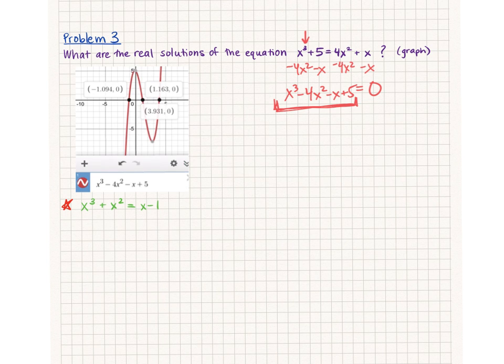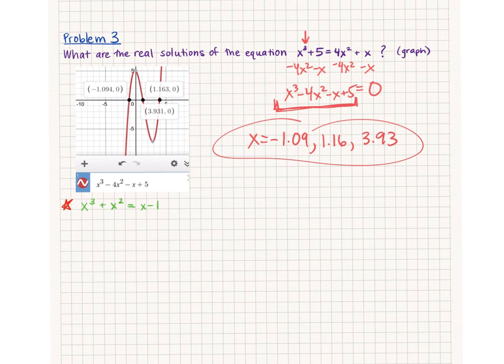Okay, and then you can see here that once I plug in this, x cubed minus 4x squared minus x plus 5, you can see the graph, and then you just click on the dots on Desmos when they cross the x-axis. So you can see the solutions here are negative 1.09, 1.16, and 3.93. You can just round to the hundredths, doesn't really matter. You can round to the thousandths if you want. And then that's our solution.